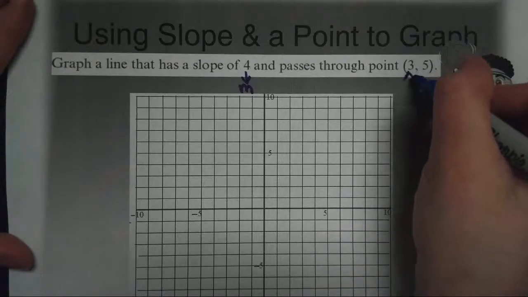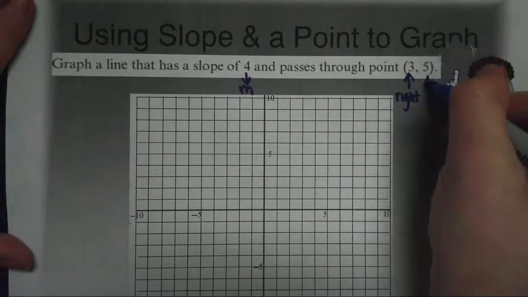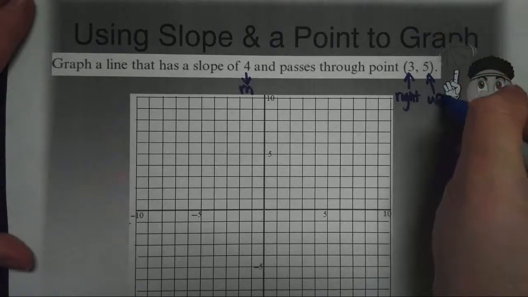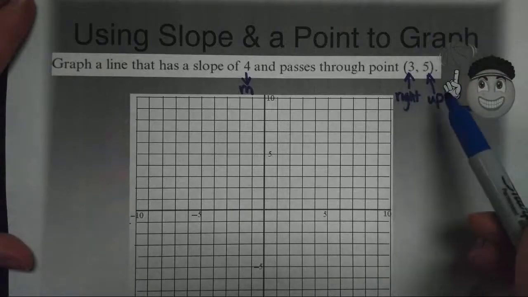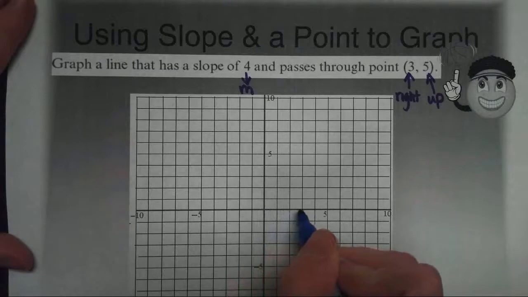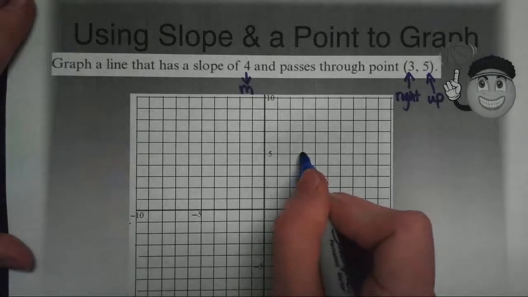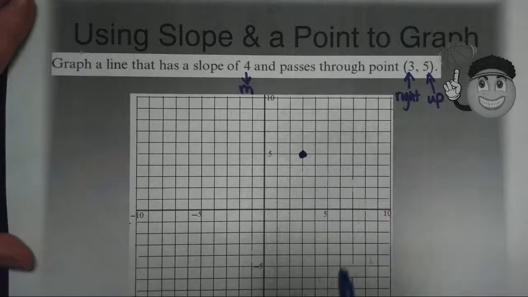Now this is positive 3, so that's right. And this is positive 5, so that one is up. So we're going to go right 3 and up 5 from our origin here. So I'm going to move to the right 1, 2, 3, and up 1, 2, 3, 4, 5, and then I'm going to draw a point right there.